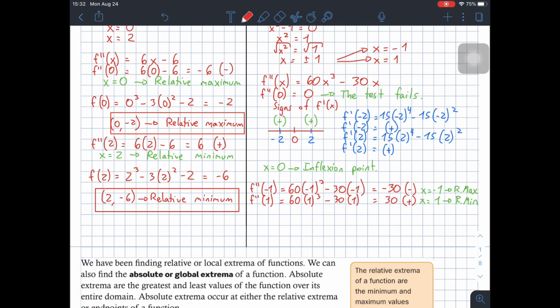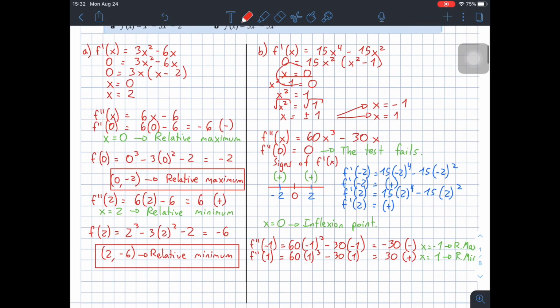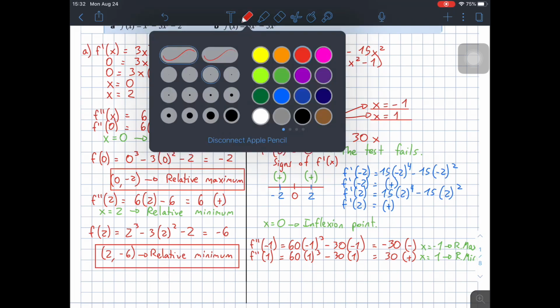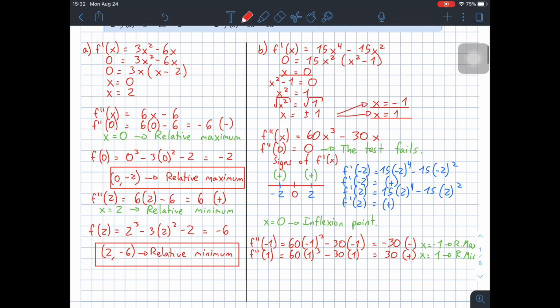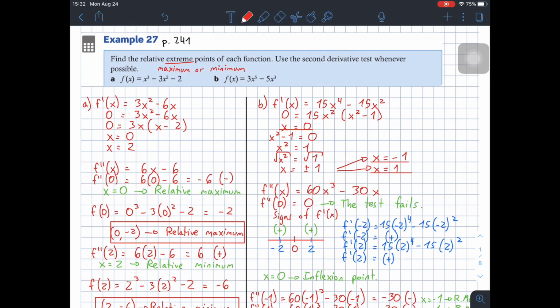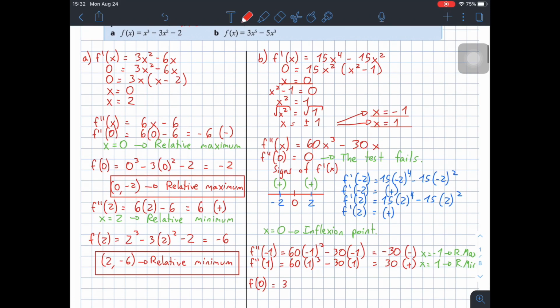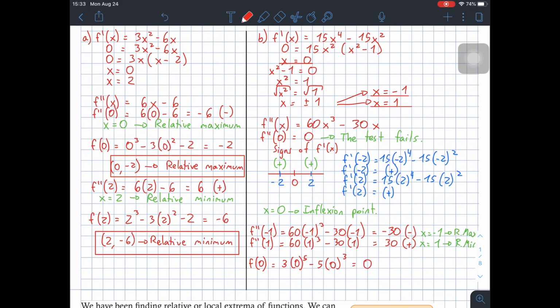There. So if we calculate the y coordinates of each of these critical numbers, we will get our final result, right? We already know what each of those critical numbers corresponds to, but now we need to find the respective y coordinates. So f of 0, if we plug this into the original function, is 3 times 0 to the fifth power minus 5 times 0 cubed, and this is equal to 0. That means that the point 0, 0 corresponds to an inflection point.